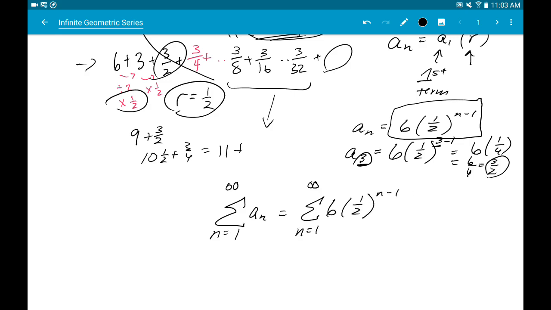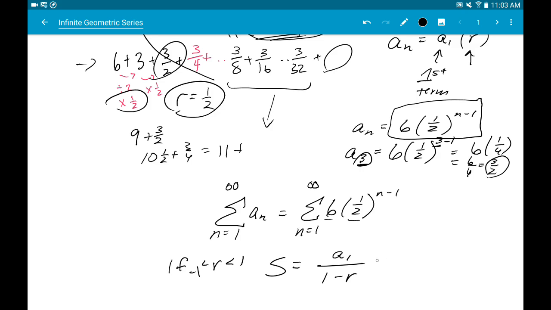And so it'd be really nice if you can say, okay, it's asking me for a sum. This guy right here is the r, this is the a1, and I know it's geometric, and I know the r is less than 1/2, so I know it converges. And there's a formula. For a geometric series, if r is in that interval, then the sum will be the first term divided by 1 minus r.